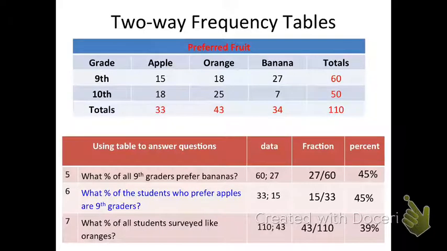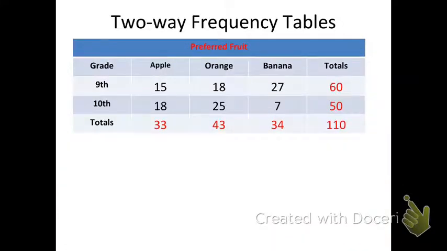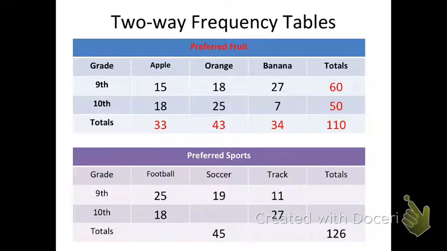Okay? So those are two different types of questions that you can ask with a two-way frequency table. There's one last thing that we're going to talk about with the two-way frequency table that you're going to have to be able to do before you can answer some of these questions. So there's the one we had on our preferred fruits. I'm going to add another one in here, and this is our preferred sports. 9th grade and 10th grade again, very similar to the frequency table above, but we have football, soccer, and track instead. And the difference here is that we're missing a few pieces.